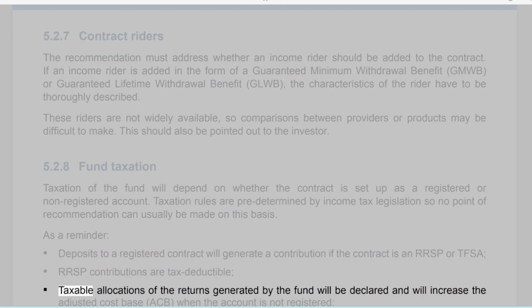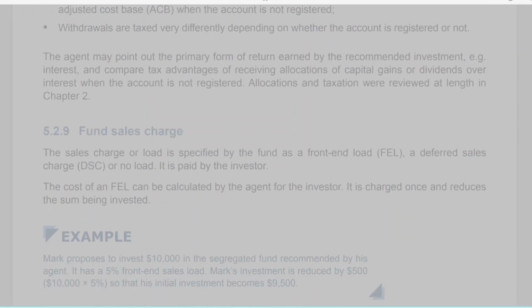Taxable allocations of the returns generated by the fund will be declared and will increase the adjusted cost base, ACB, when the account is not registered. Withdrawals are taxed very differently depending on whether the account is registered or not. The agent may point out the primary form of return earned by the recommended investment, e.g., interest, and compare tax advantages of receiving allocations of capital gains or dividends over interest when the account is not registered. Allocations and taxation were reviewed at length in Chapter 2.